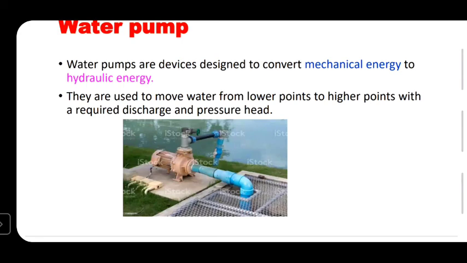Now discharge is very important in chemical factories or any processes. There is a rate of flow. Rate of flow is very important.